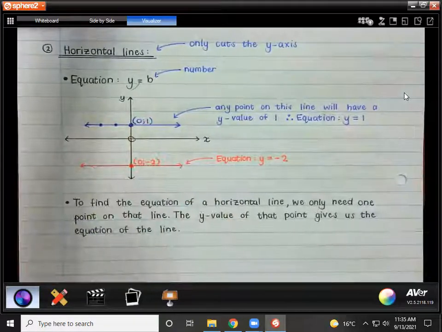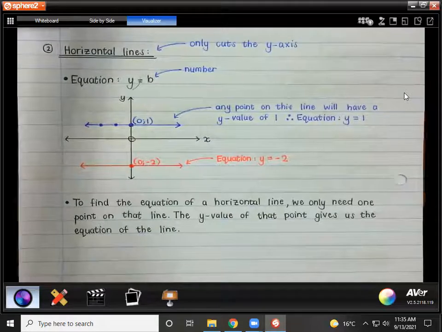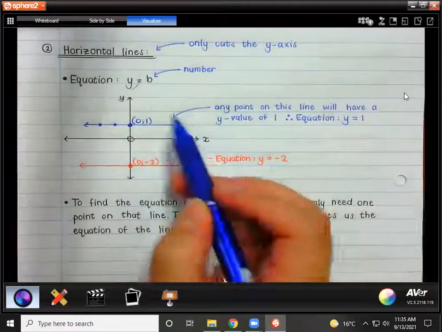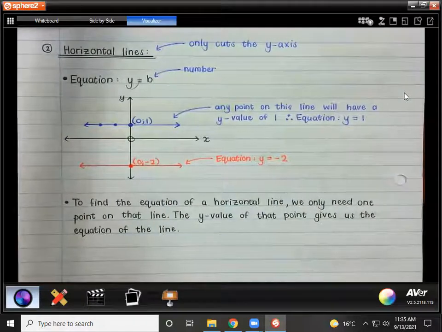Okay, so the horizontal lines are all about y. They only cut the y-axis. So the equation is y equals, and the number that you choose is the y value of that point. Okay, so horizontal lines are all about y.